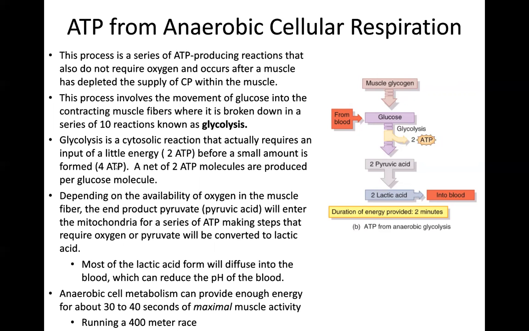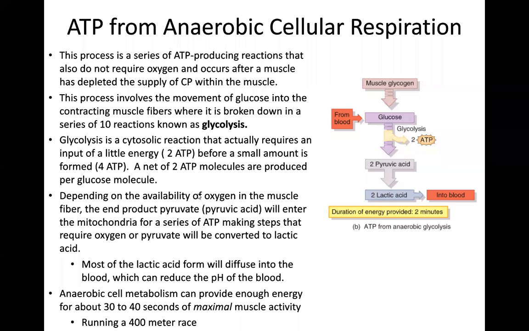Think of this like if you go to the casino and you put 2 quarters in and you pull a lever and 4 quarters come out. How much money did you win? Not 4, you won 2, right? Okay. So that's why you see 2 ATP over here. It's a net of 2 instead of a total of 4, because you had to use 2 to get to that process. Okay. Now, what you form as a result of this is 2 molecules of what's called pyruvic acid.